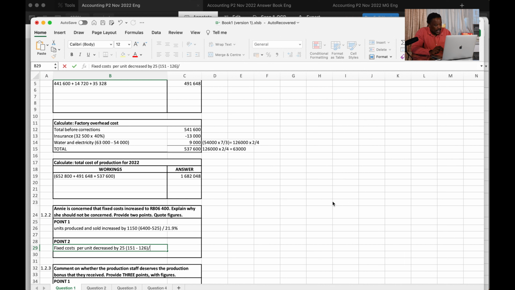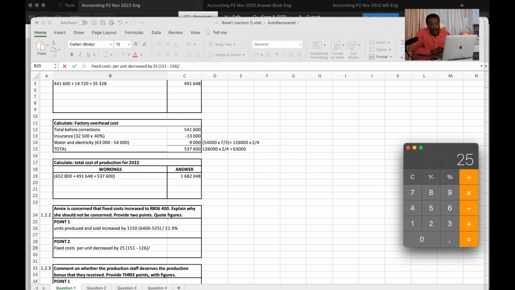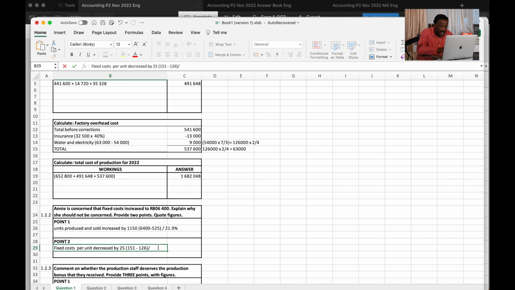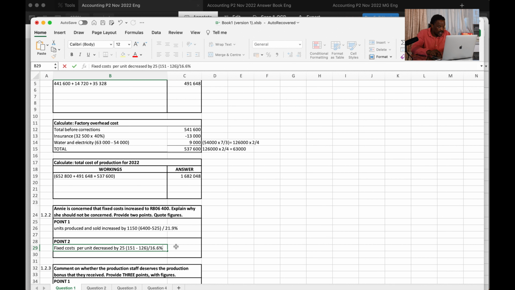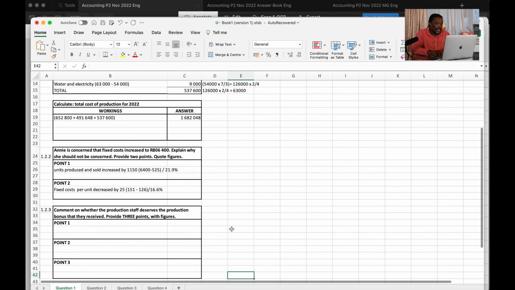Or what was the percentage of that divided by 151? That last year rate, which was 16.5%. Times 100. Times 100, please, so that you understand 16.6%. And then you can write that 16.6%. And you've shown the examiners. You took that 4 marks and you carry on to 1.2.3.